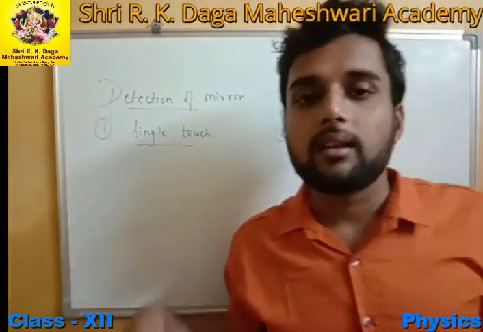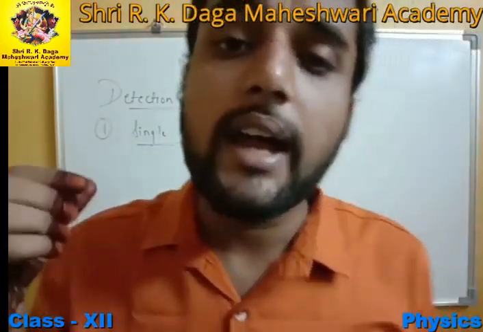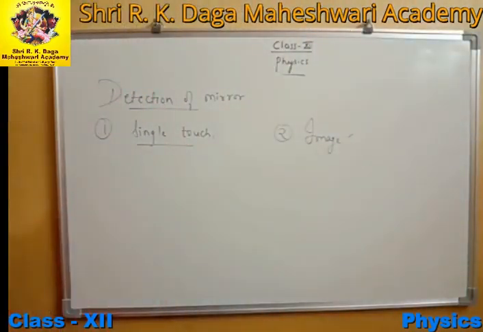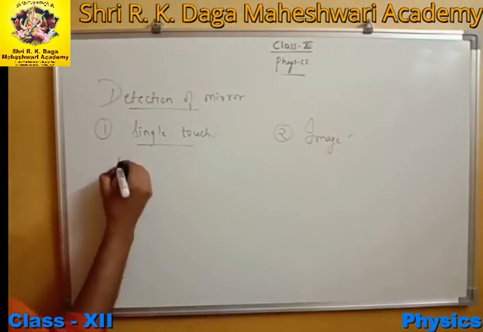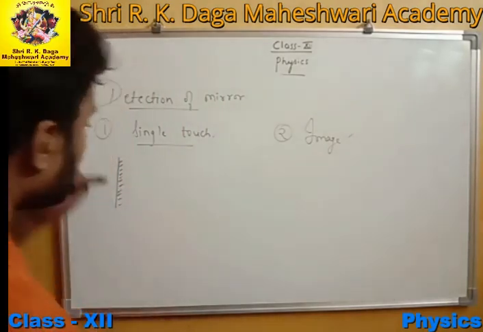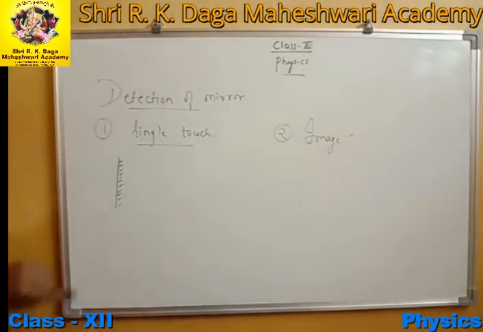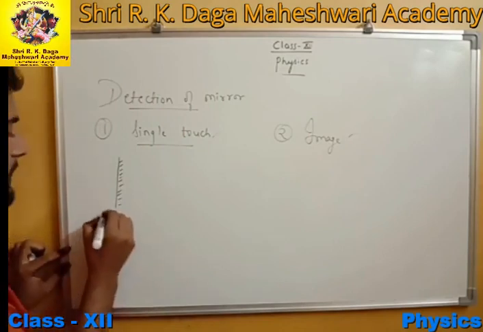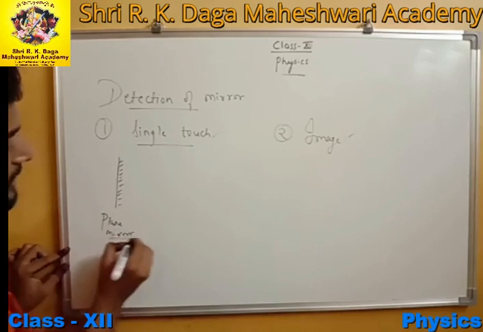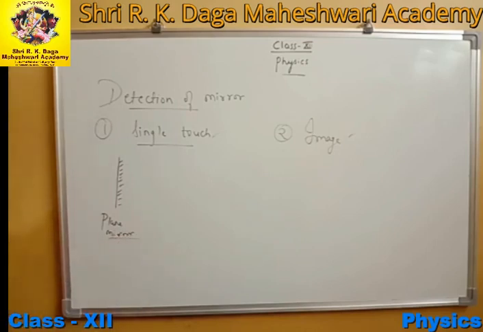In single touch method, if I touch the mirror and its reflecting surface is plane in shape. Okay. अगर मैं मिरर को टच करूं और उसकी जो रिफ्लेक्टिंग सरफेस है वो बिल्कुल प्लेन होगी, then that mirror is said to be plane mirror. The mirrors that we are having in our homes also, those are the example of plane mirrors, right?